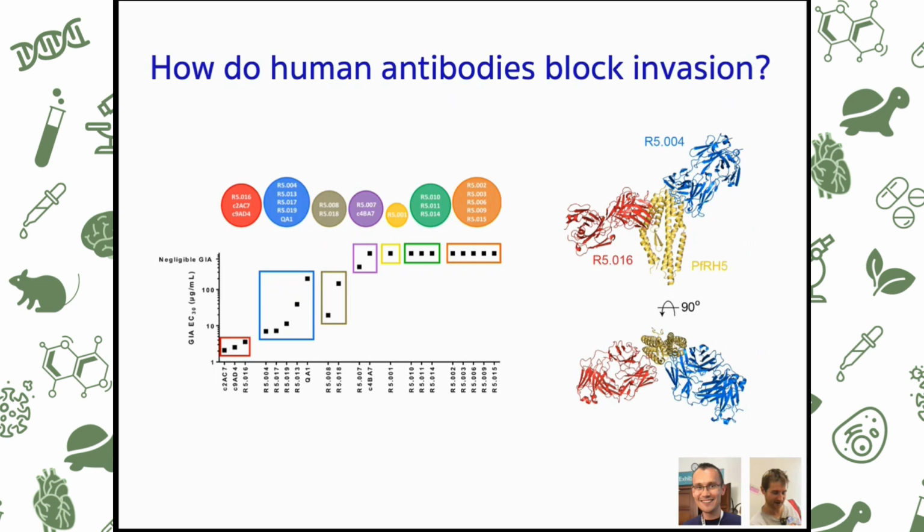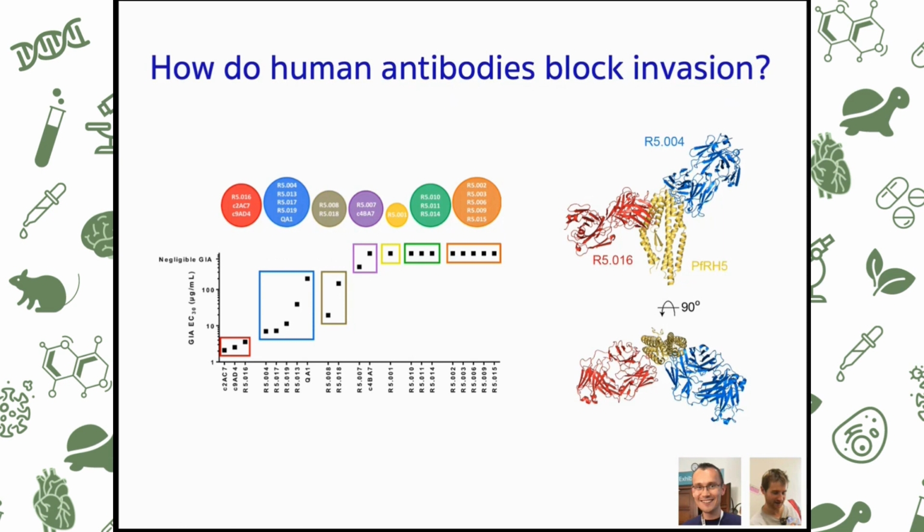So each of the squares on this graph is a different monoclonal antibody. And you can see, in this case, the y-axis is the EC30 of the growth inhibitory activity. So the lower it is down on that y-axis, the less antibody you need to block. So the good antibodies are the ones in the red box and the ones in the blue box. Each box represents a competition group. In other words, a group of antibodies which can't bind at the same time, so they bind to overlapping sites.